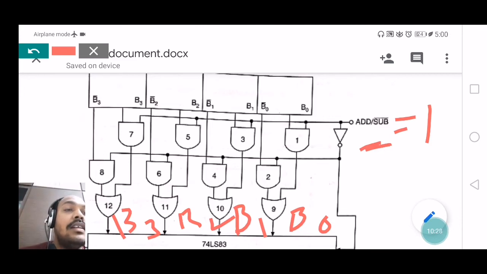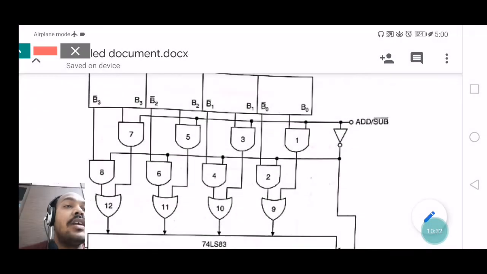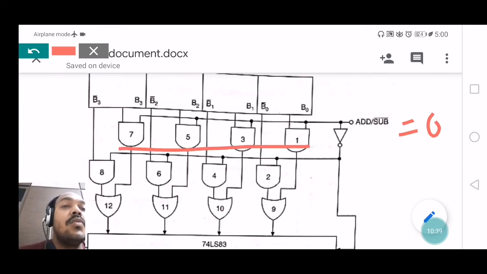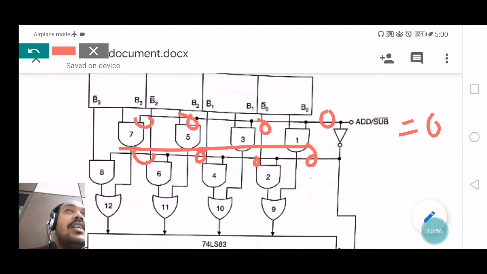Okay, and next, if we apply the control input as 0, now what happens? If the control input is 0, the first row of AND gates 1, 3, 5, 7 are all disabled. Why? Because they are getting the value 0, 0, 0, 0. So by considering the truth table of AND gates, the outputs of these AND gates are 0, 0, 0, 0 irrespective of B0, B1, B2, B3 values. Why? Because if any input of an AND gate is equal to 0, the output is 0.